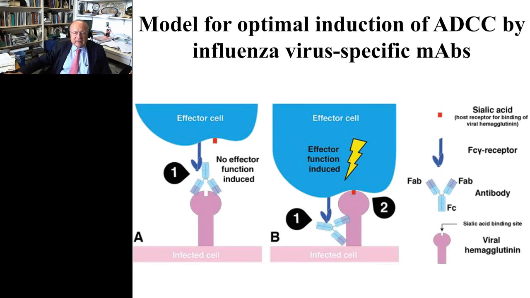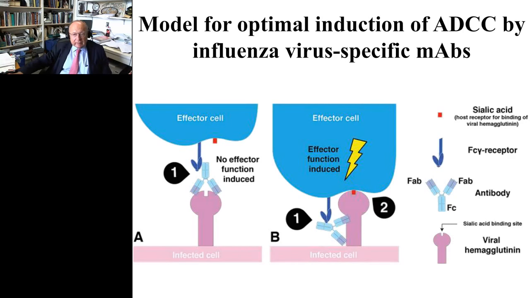And these are effector cells. We have these antibodies here which go against the stalk. And we found very recently that by having the interaction between the Fc portion of the antibody and the Fc receptor on effector cells, and a second contact point, which is sialic acid of the effector cell and the head of the hemagglutinin, we actually get induced antibody-mediated cell-mediated cytotoxicity. And this is a very interesting mechanism.